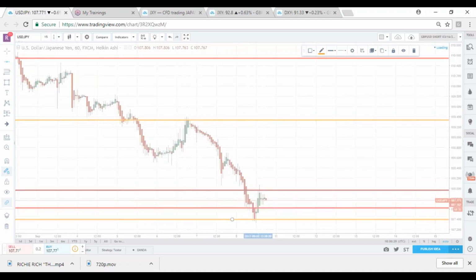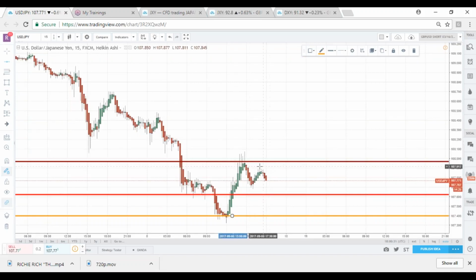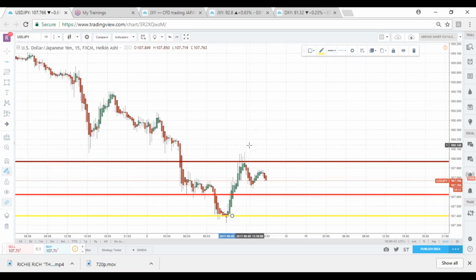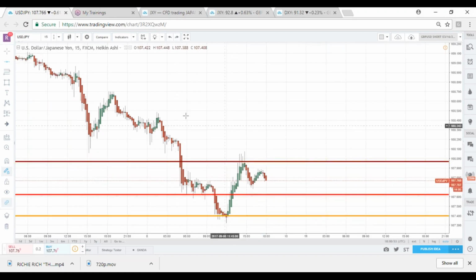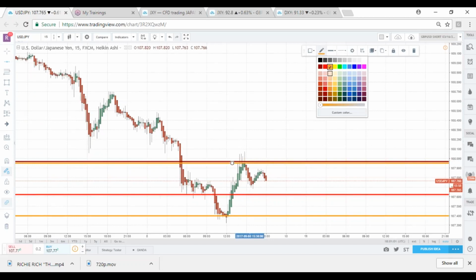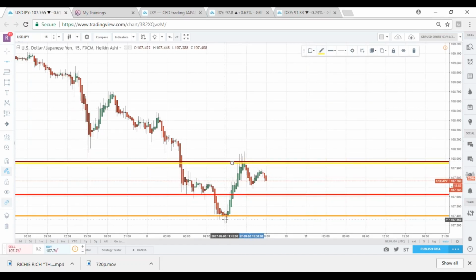Finally, down to the 15-minute chart. The 15-minute chart is yellow. High is there. Low is just a little bit below it.